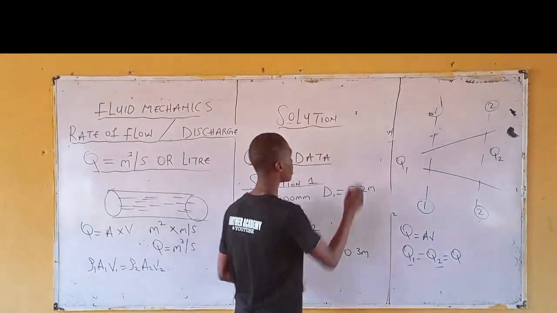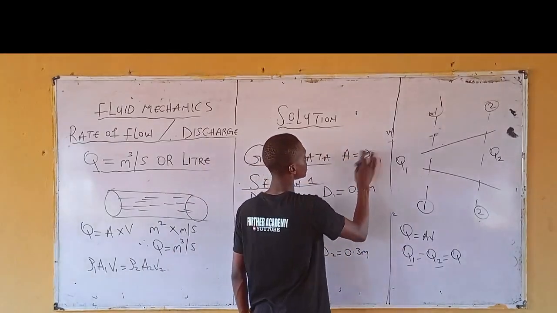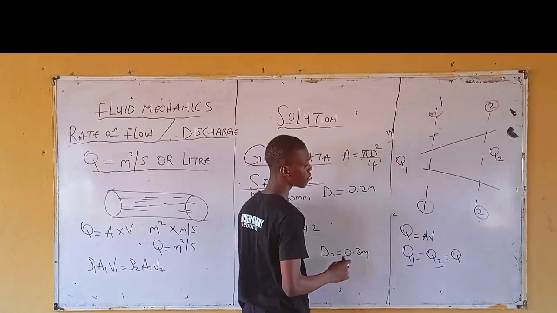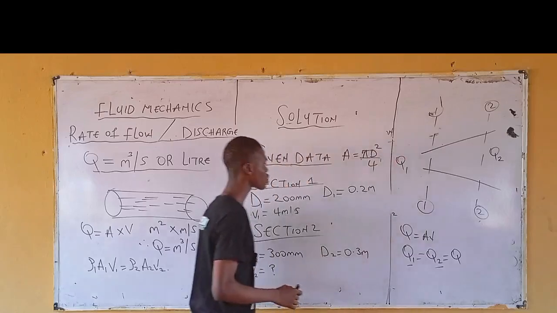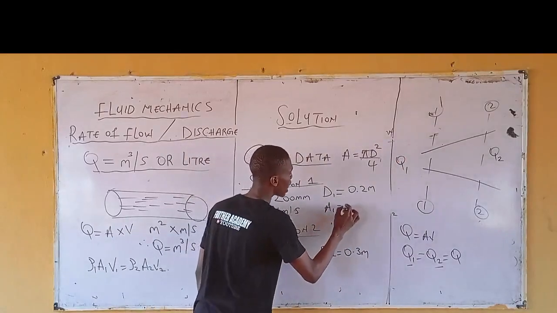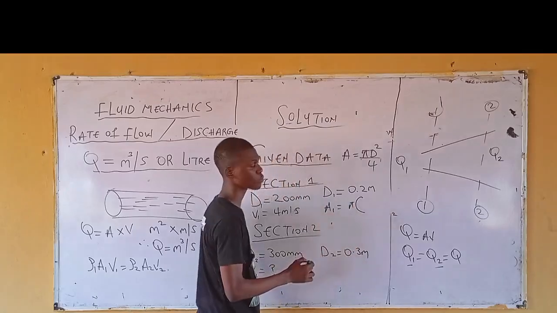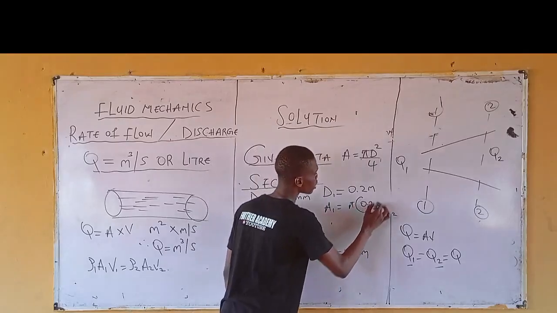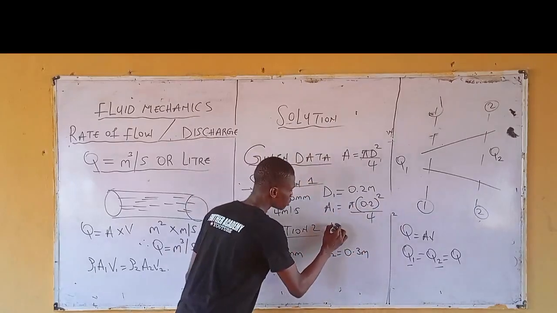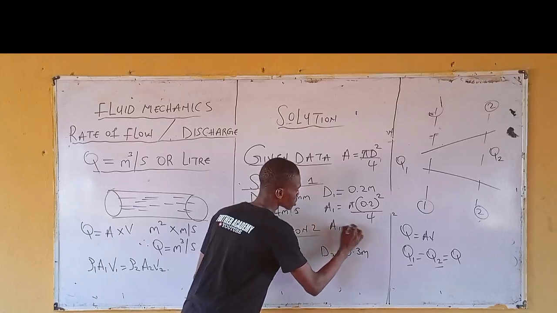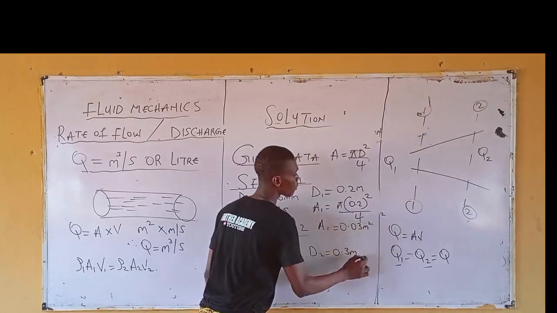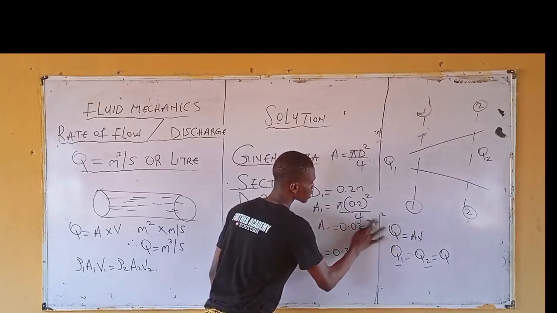Take note, area is equal to pi d square over 4. That's the formula for area. Now let's solve the area of section 1. Solving for the area of section 1, I have pi all into brackets, substitute your diameter, 0.2, all squared, divided by 4. You put this in your calculator, your area in section 1 is what? 0.03 meter square, approximately.